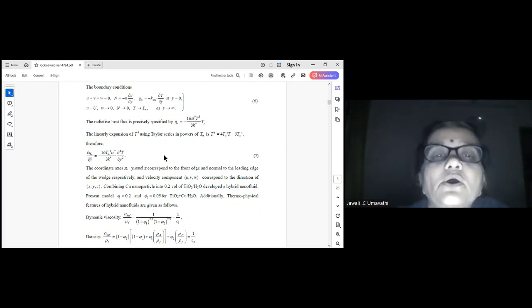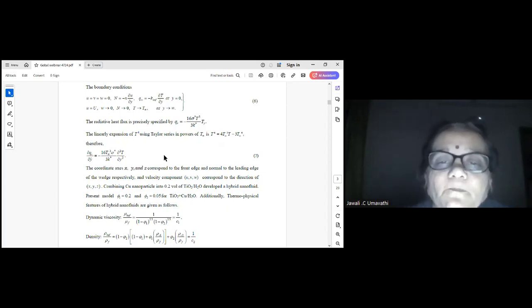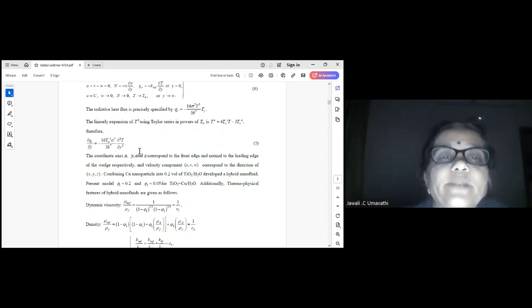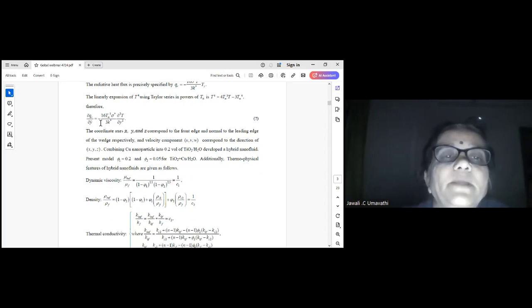In order to define what type of radiation, normally we take Rosseland's expansion. So Rosseland's is obtained by using the Taylor series. So dou QR by dou Y comes to equation 7.